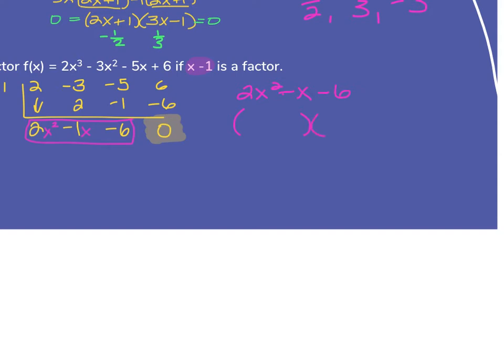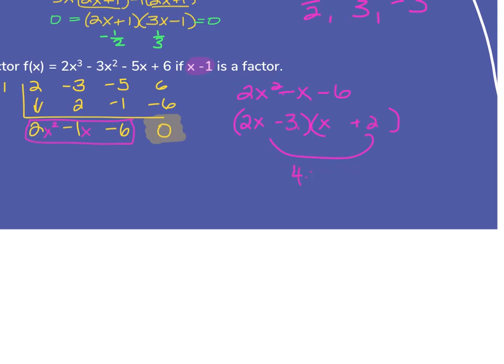So we could either do first times last, or we could do trial and error. So let's do trial and error this time since we did first times last the last time. Factors of 2x squared would be 2x and x. And then factors of negative 6 could be negative 6, positive 1. That's going to give me a 2x minus 6x. That's not negative 1x. So get rid of these. Try 2 and 3. This is 6x minus 2x. Still doesn't work. Switch these around.